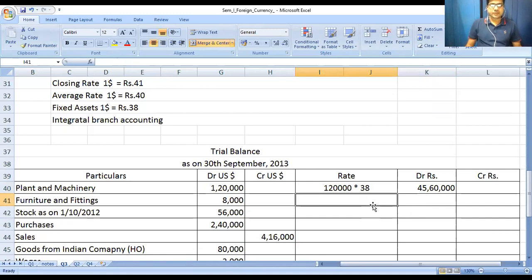Then the next item is furniture and fittings. It is also a fixed asset. Fixed asset rate is rupees 38 per dollar. 8,000 into 38 is 3 lakh 4,000.